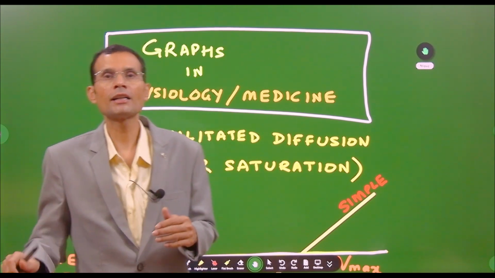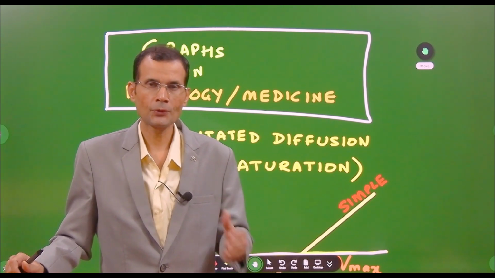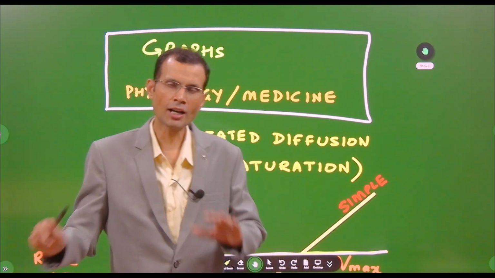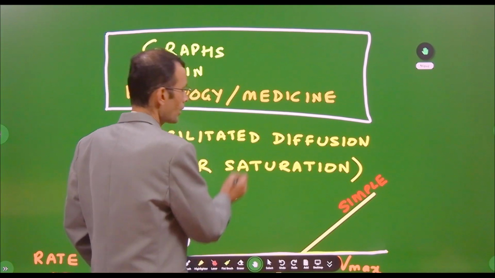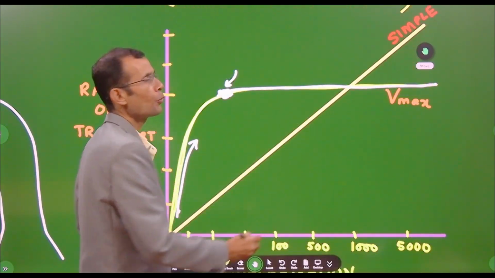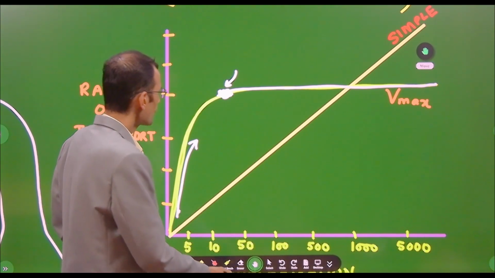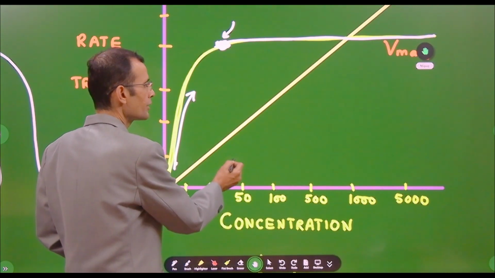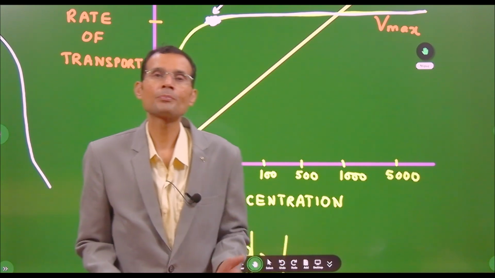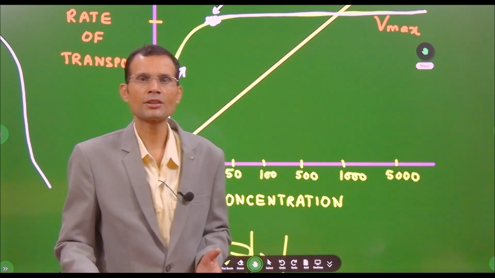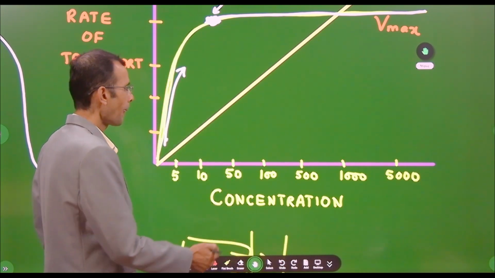a new section. That is, we will discuss all the graphs in physiology and medicine, starting with the simpler one today, and it's related to the transport of the substances. The graph is related to the transport mechanisms, and I'm sure this graph you must have seen it because it's there in the first or second chapter of the physiology.